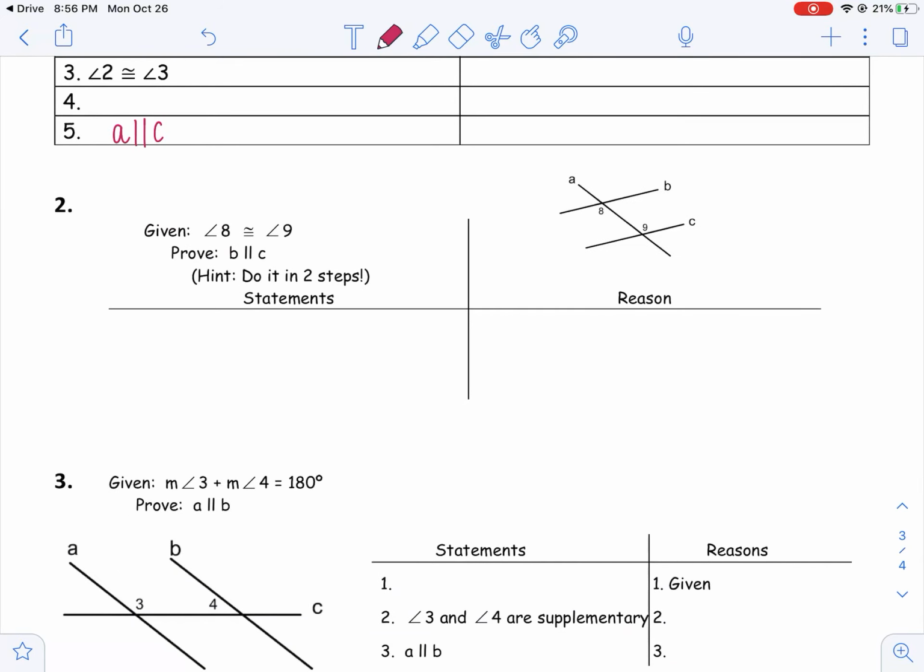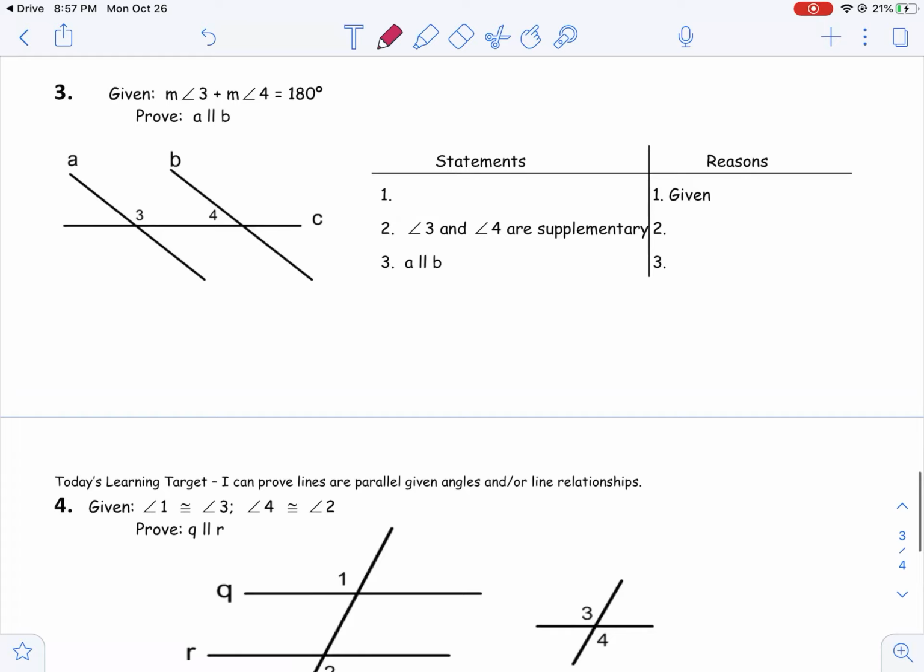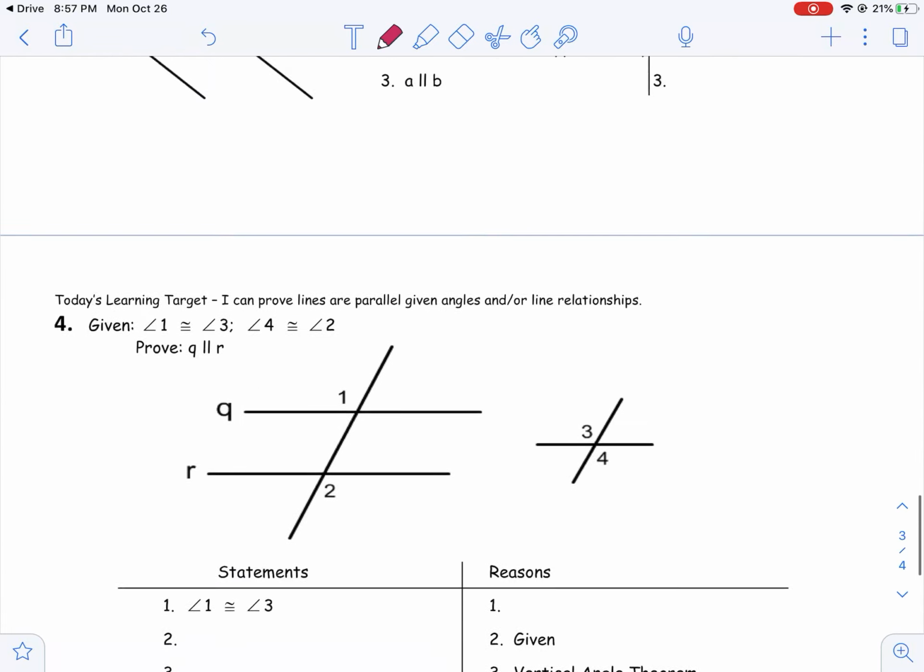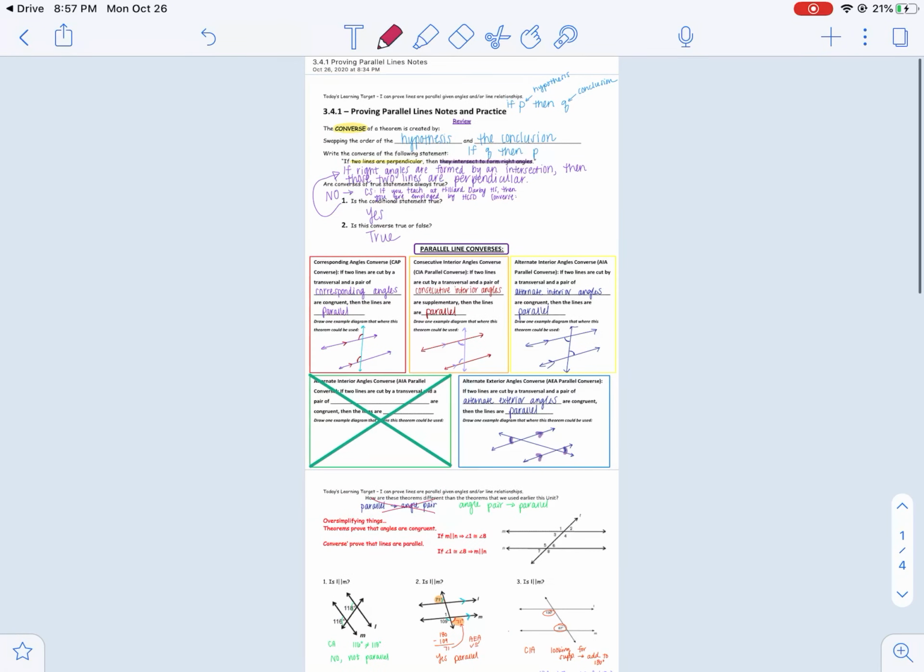Here, I just am trying to go from given to what I'm trying to prove in 2 steps. Okay, you've got 2 steps in order to do this. We have to state how we know these are congruent. Because we know they're congruent, we can state that they're parallel. Easy as that, guys. All right? So I'm going to let you kind of work through the last 2 on your own. Message me if you have questions.